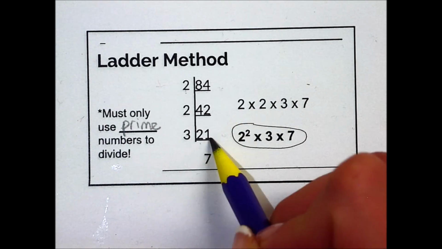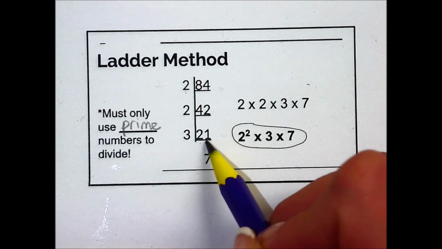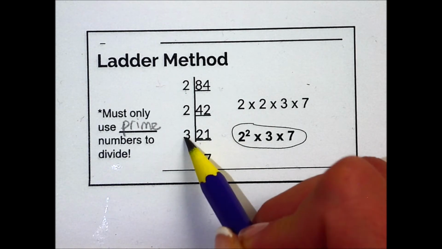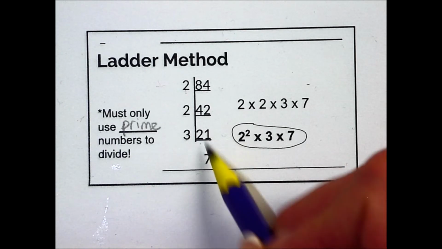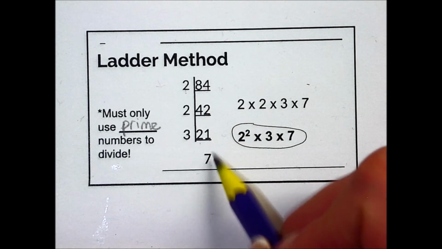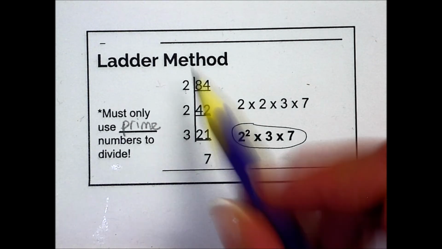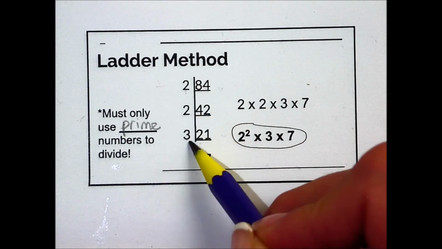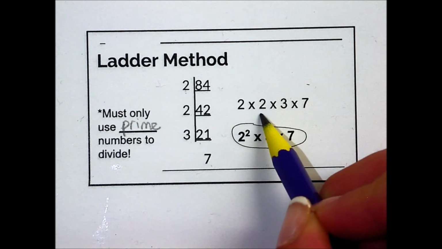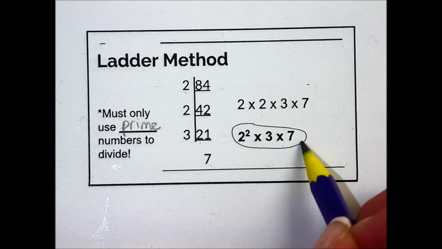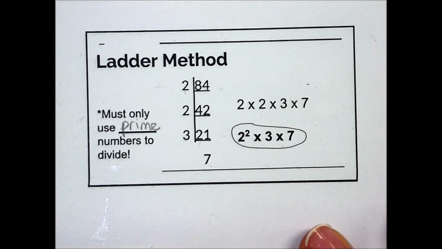When I add 2 plus 1, I get 3. So that means 21 is divisible by 3. So I put the 3 here. 3 goes into 21 7 times. Now once your bottom number is prime, you have found the prime factorization. 2 times 2 times 3 times 7. And then here it is simplified again, just like the last time we used the tree method.